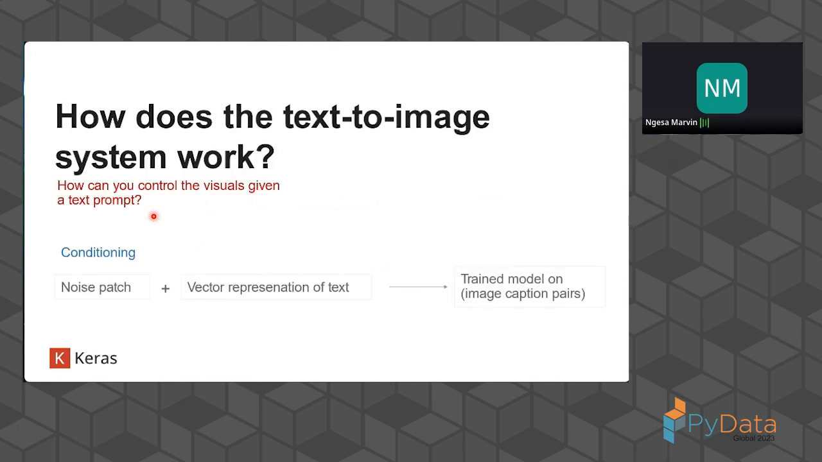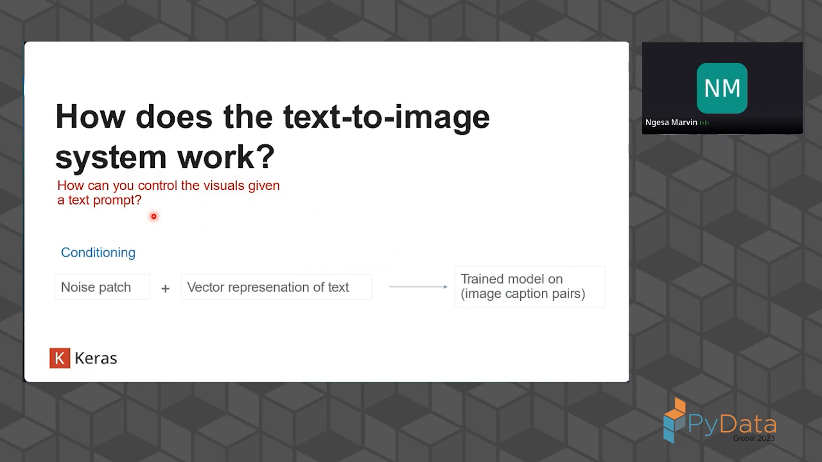But what if you can also add another process called conditioning? In conditioning, you ensure that you don't just end up with any kind of image. Probably you have a text prompt somewhere, and this text prompt you project into a latent vector space, or have a vector representation of the text, and then you concatenate it to a noise patch.